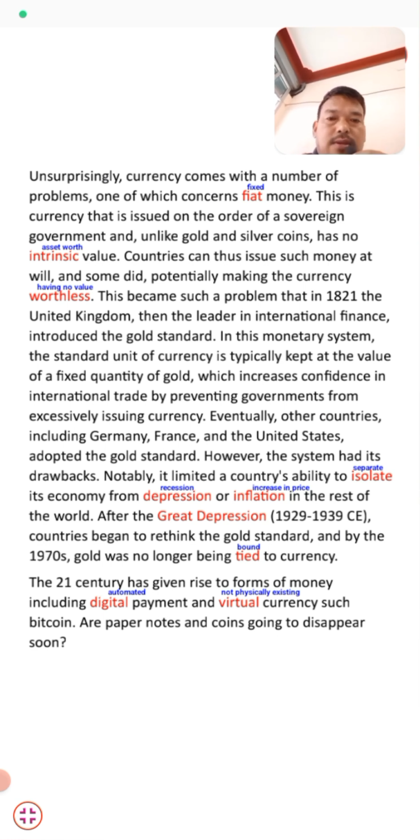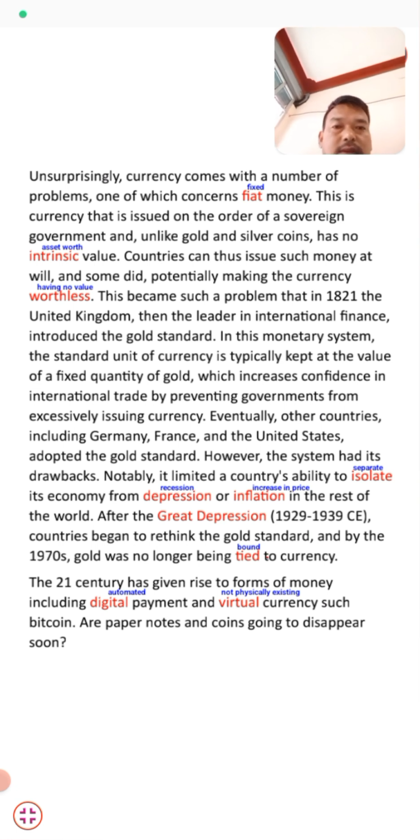Students, actually, under this monetary policy, people and countries were facing problems like inflation and recession. After the Great Depression, from 1929 to 1939, countries began to rethink the gold standard, and by the 1970s, gold was no longer tied to currency. Tied means bound.